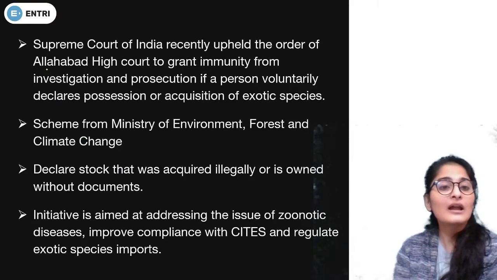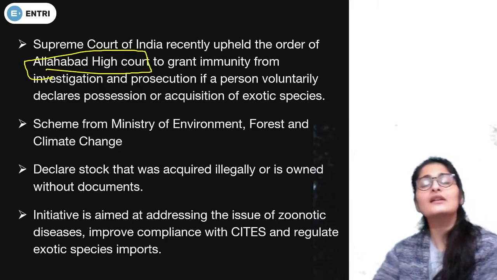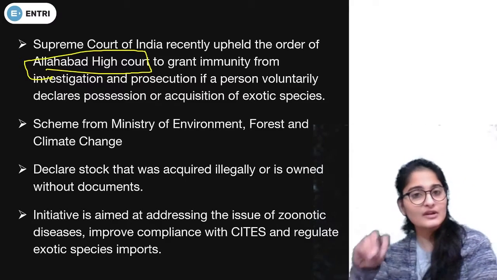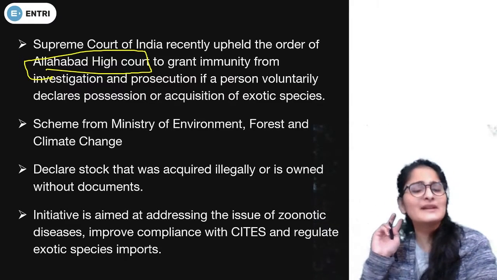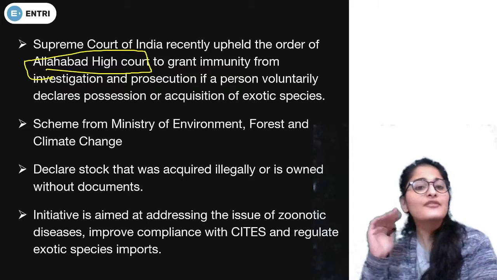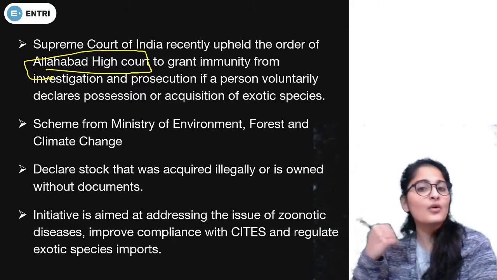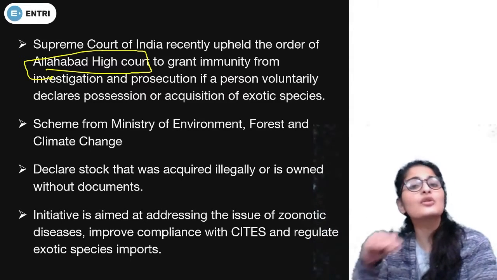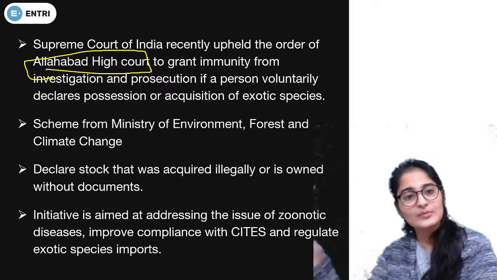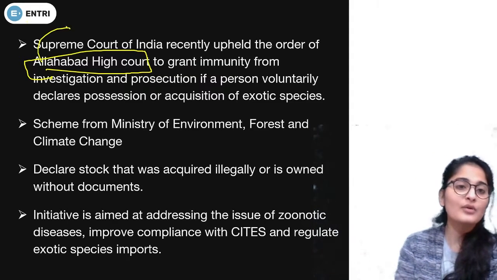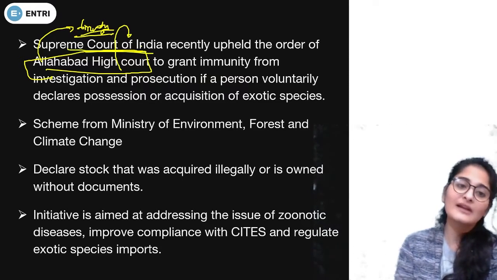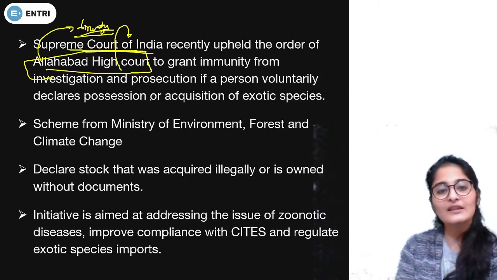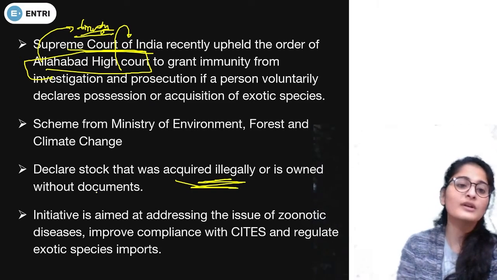to making it foolproof. Then, a one-time voluntary disclosure scheme for exotic animals was proposed by the Allahabad High Court. That was that anyone who has possession of exotic animals, be it via illegal acquiring or baby dead animals, whatever it is, if they possess or have acquired any exotic species, they should report it as soon as possible. This was by the Allahabad High Court and 6 months time was given, that is from July to December.